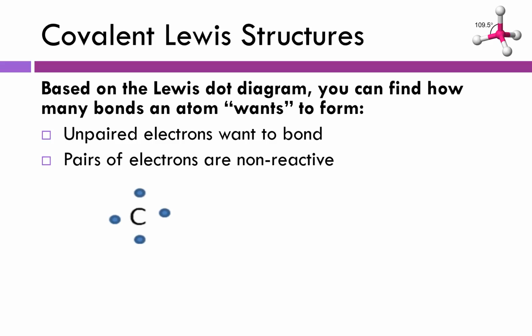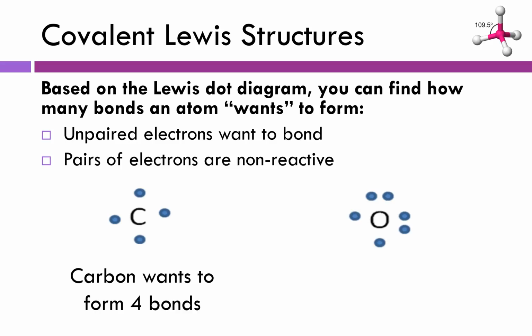So if we take a look at something like carbon, carbon has 4 valence electrons. We have 1 unpaired electron on each side of the carbon Lewis dot diagram. And it turns out that carbon wants to form 4 bonds.